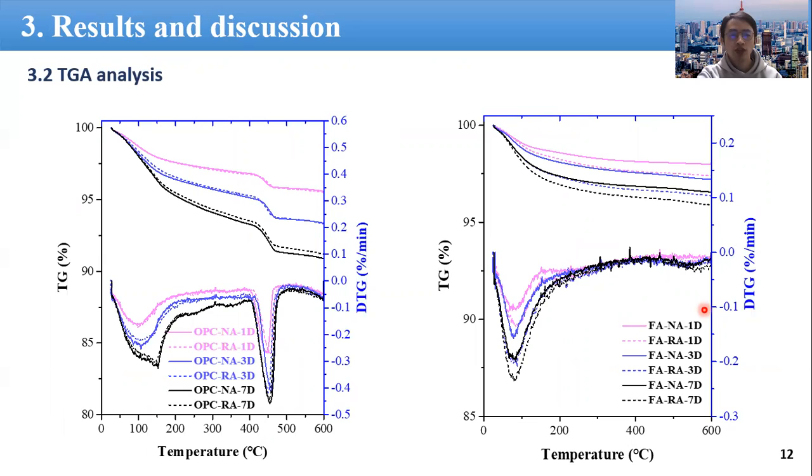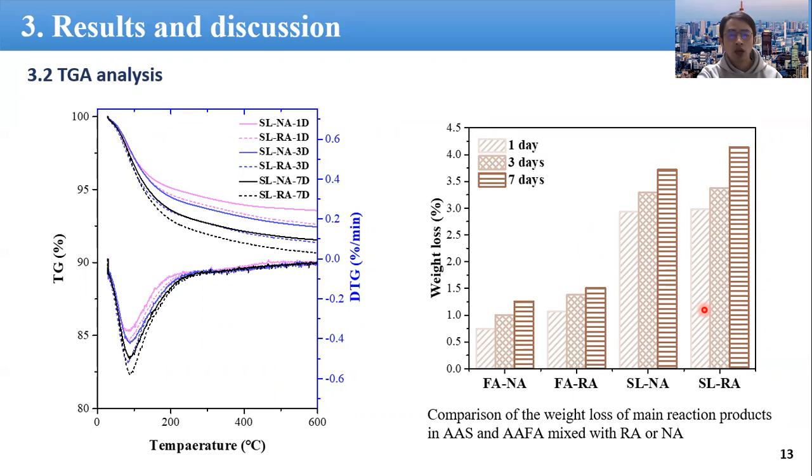And then we use TG analysis to investigate the reaction products of the specimen. Similarly, for the OPC system, the amount of reaction products of mortar mixed with reactive aggregate was similar to that of mortar mixed with non-reactive aggregate. But for the AAS and the AFA, the amount of reaction products of mortar mixed with reactive aggregate was higher than that of non-reactive aggregate. This suggests that the dissolved reactive silica participated in the early age reaction of AAM and promoted the gel formation.